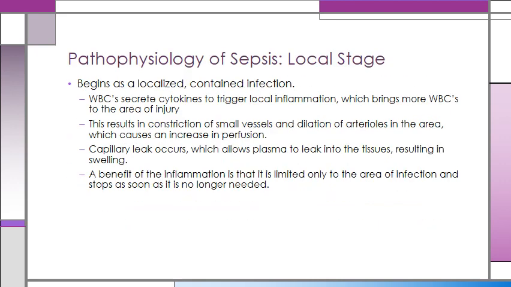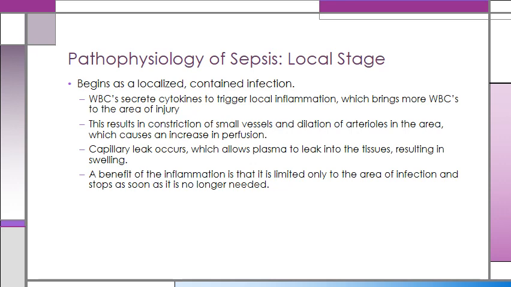Let's first talk about the pathophysiology of sepsis. It starts with the local stage. It begins as a localized contained infection. The key word here is contained. White blood cells secrete cytokines that trigger local inflammation, which brings more white blood cells to the area of injury, and that's how it fights off infection locally. This results in constriction of small vessels and dilation of arterioles in the area, which causes an increase in perfusion. Capillary leak occurs, which allows plasma to leak into the tissues, resulting in the swelling that we get when we have a cut or a localized infection.